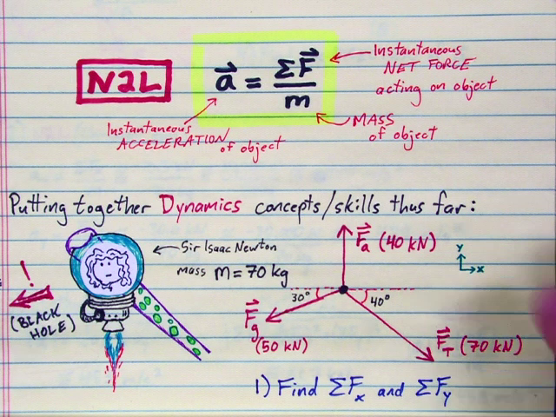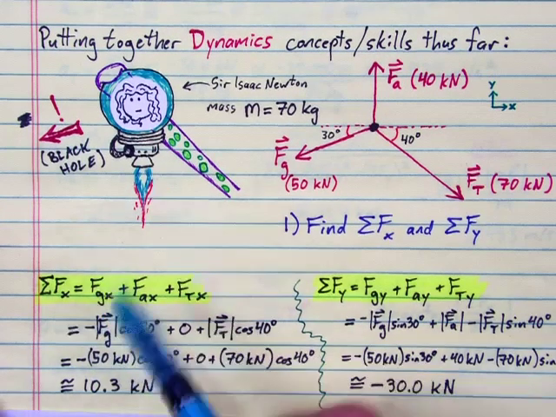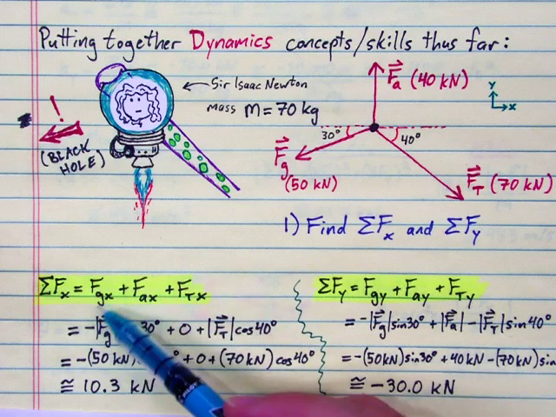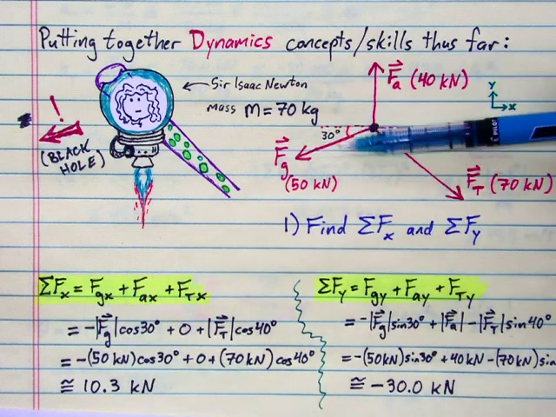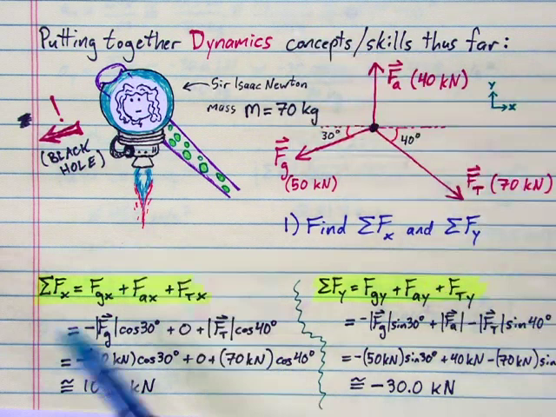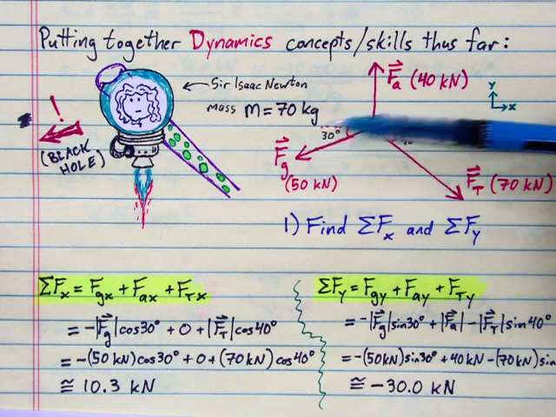Ready? Okay, let's see. If I want to sum the x components of the forces, I need Fgx plus Fax plus Ftx. Fgx I can find using cosine of 30 degrees to get the x component. It's in the negative x direction, so I need a negative 50 kilonewtons times cosine 30 degrees.